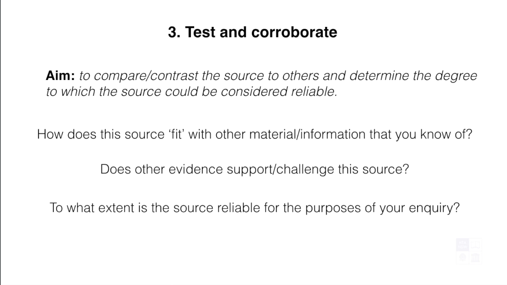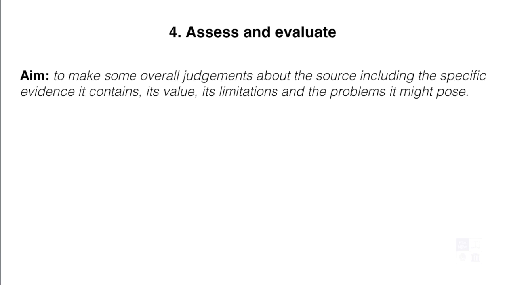So I think it's really key to go back to what we said towards the beginning of the video. We said it's really important to have a clear idea of what you're trying to investigate in mind as you're analyzing sources. And finally, we want to get to a point where we can start to assess and evaluate the source. This is, you might say, the big picture part of the scaffold, where you begin to make some overall judgments about the source. And that might be about what evidence you think it contains. It might be about the value of the source, but also it might be about the limitations of the source and the problems it actually poses.